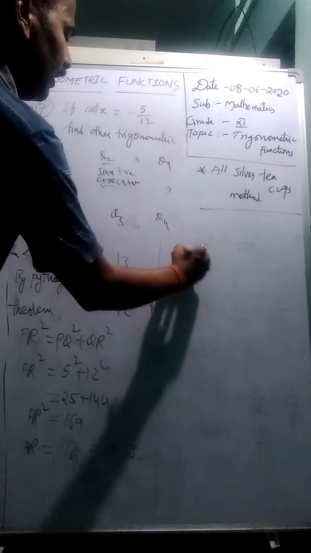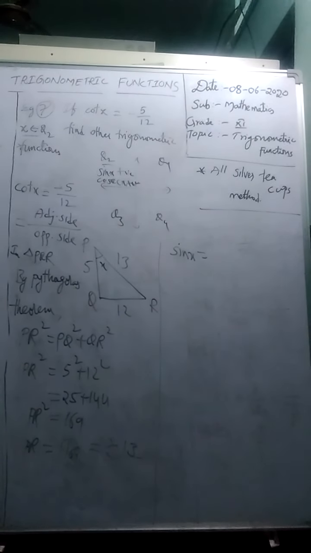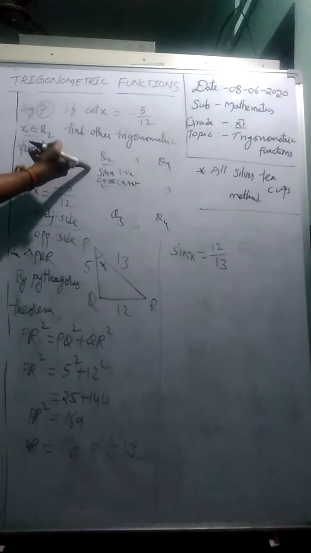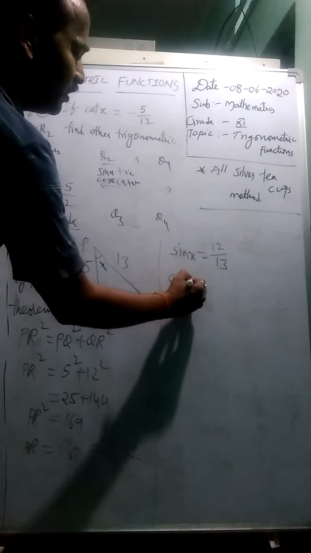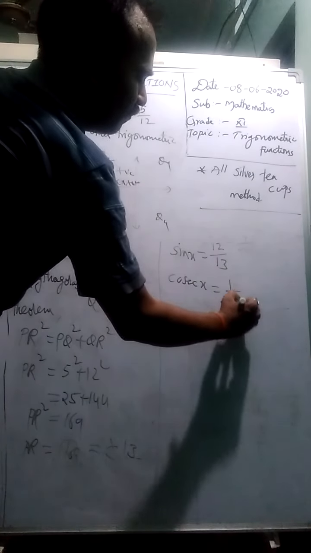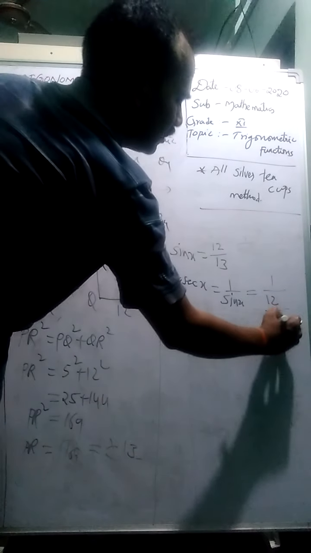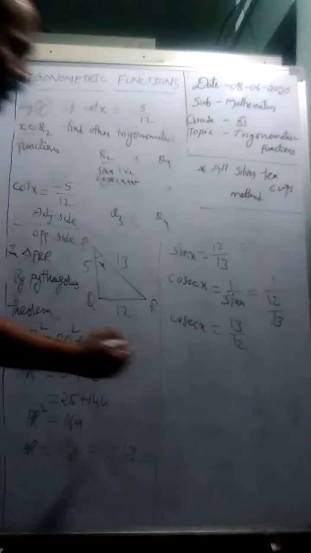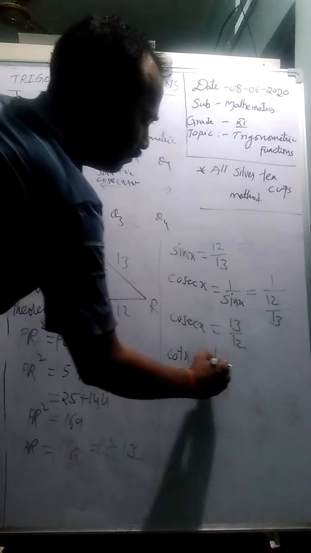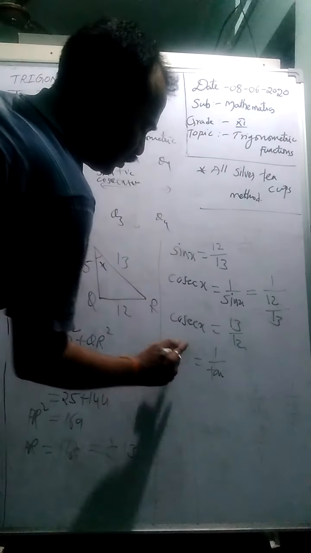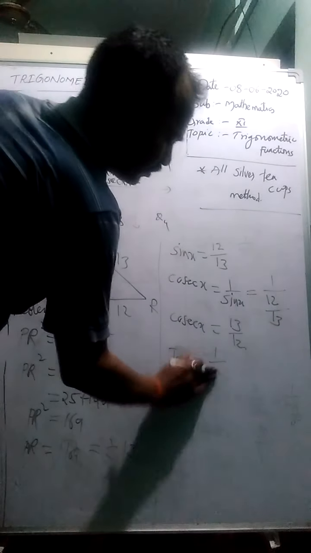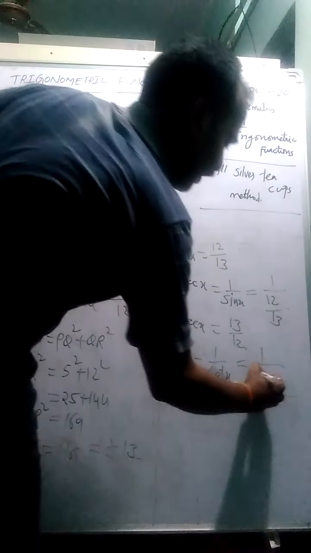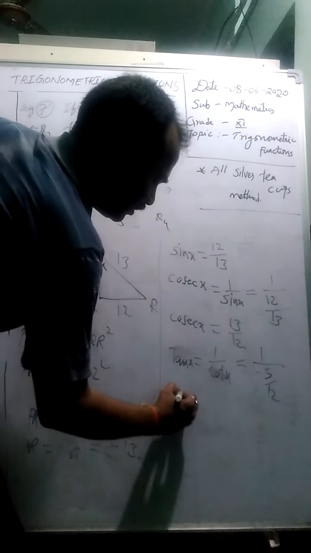So sine is defined, as we know, as opposite side by hypotenuse. For x, the opposite side is 12 by 13. Sine is positive in the second quadrant, and the cosecant is reciprocal to sine. We can take it as 1 by 12 by 13. So cosecant x equals 13 by 12. As we know, cosecant is also positive. Cot x equals 1 by tan x, and tan x equals 1 by cot x. As we know, it is reciprocal. So 1 by cot value, minus 5 by 12.